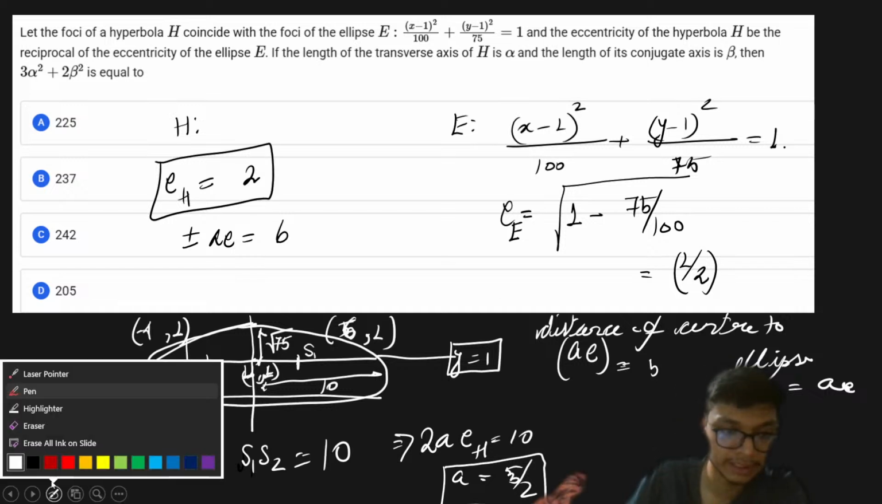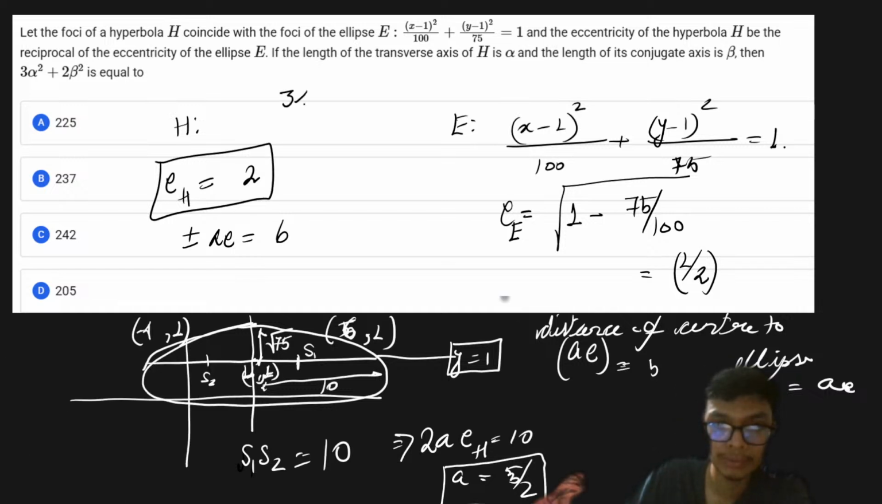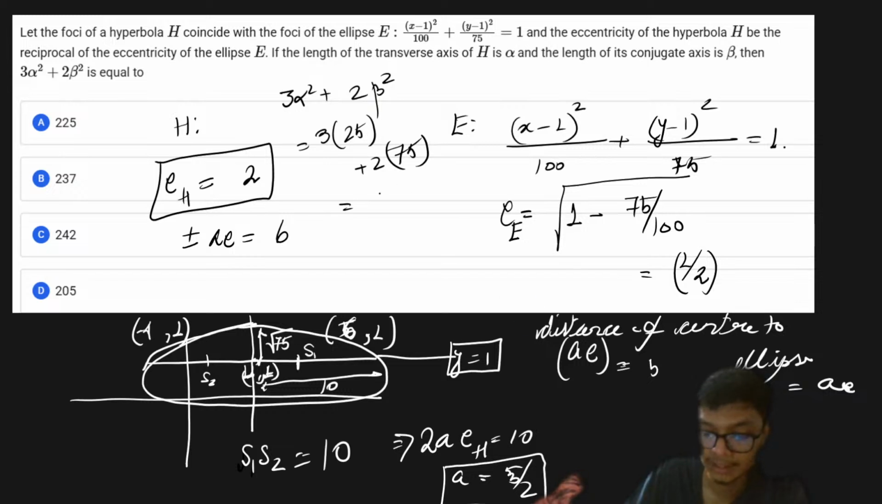So I need to find the value of 3 times alpha square plus 2 times beta square. From this I will get 3 into 25 plus 2 into 75, which is 75 plus 150, equal to 225. With this, I will have option number A as my correct answer for this question.